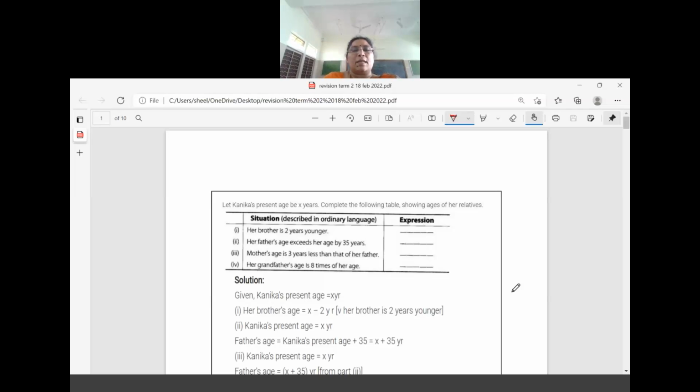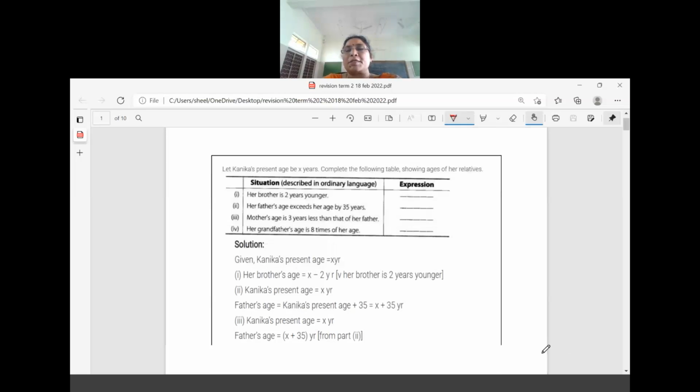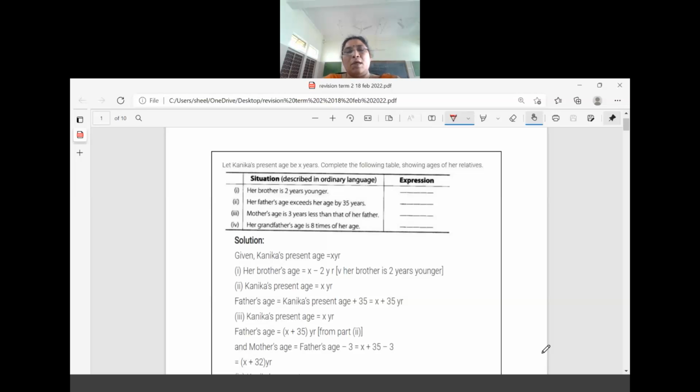So the first question: let Kanika's present age be x years. Complete the following table showing the ages of her relatives. If it is a 1 mark question, you just write the answer. But if it is a 2 mark or 3 mark question, you must show the solution also. So here I have explained with the solutions.